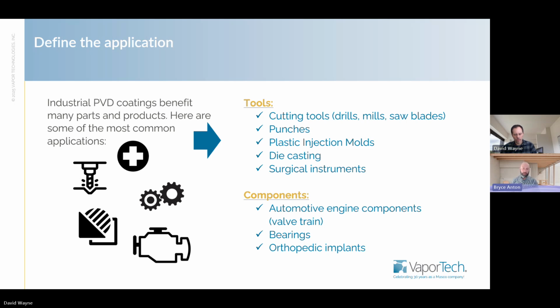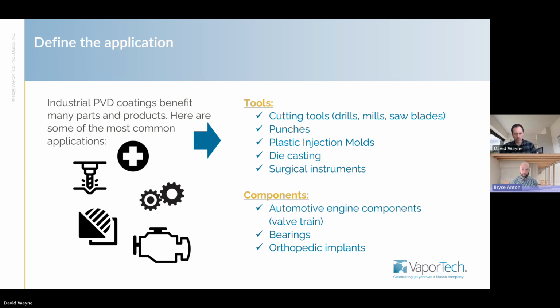And for these types of applications, just some examples of the most common ones we come across, from tooling we get cutting tools, punches, plastic injection molds, die casting, things where you need release properties, where if you just use your bare metal, maybe it'll stick too much. And so these coatings can provide some of those attributes. Just making things last longer, that's really the name of the game. Function better and last longer.